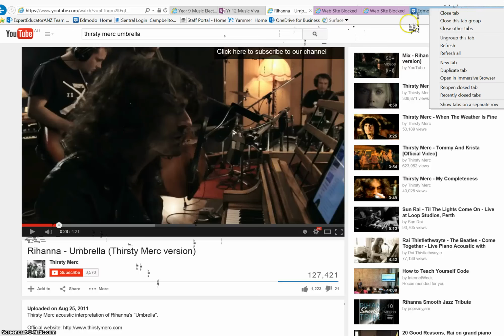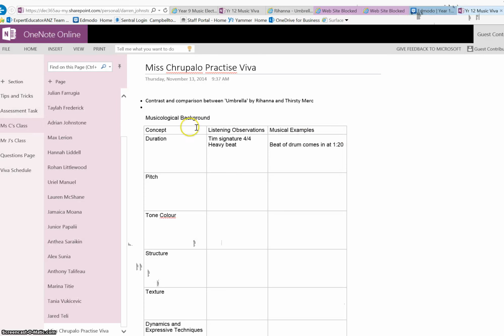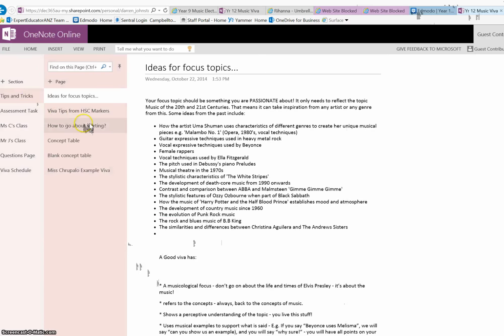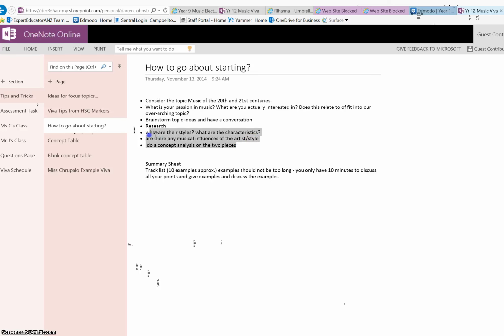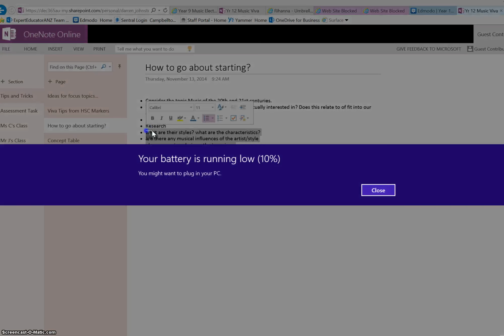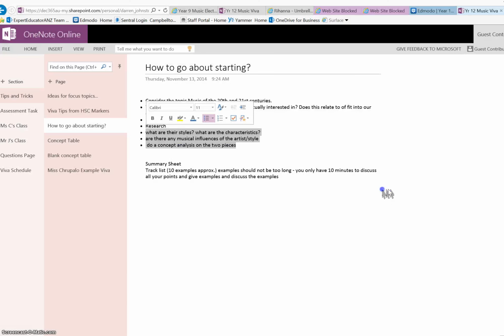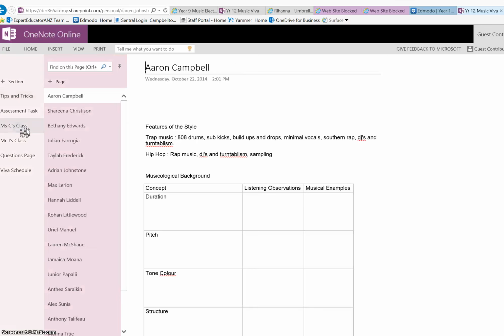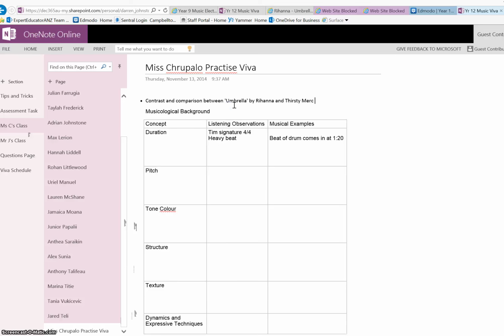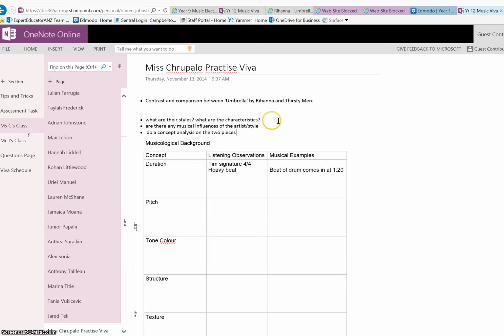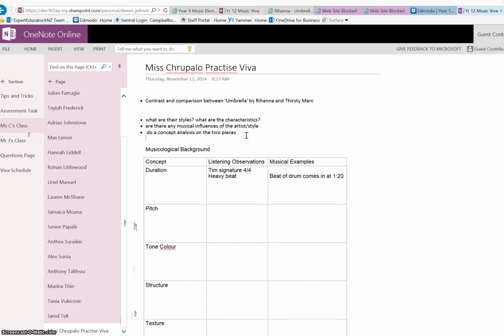If I go back to Year 12 Music Viva and I look at my tips and tricks, how do I go about starting? Really what I need to do is start researching, and I'll be doing this and looking at some things, googling some things, and listening widely to different pieces that Thirsty Merc have done and also Rihanna's pieces, and going from there.